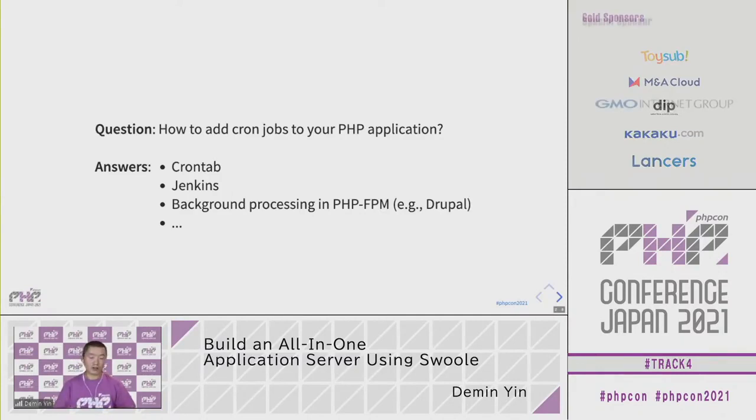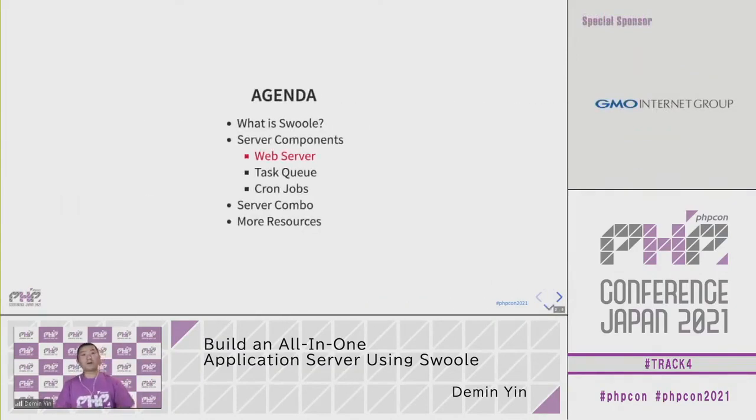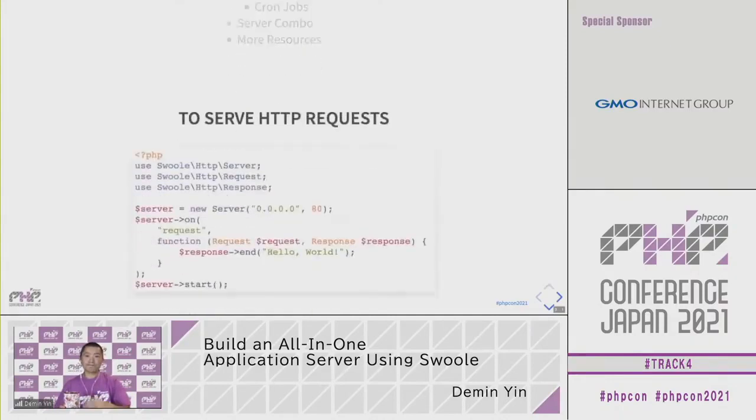And let's check it. Because there are different components involved, I'm going to split the discussion into 3 parts: the web server part, the task queue, and the cron jobs. We are going to discuss how to implement them in Swoole. So the first thing is to implement a web server, and we actually have discussed it previously.